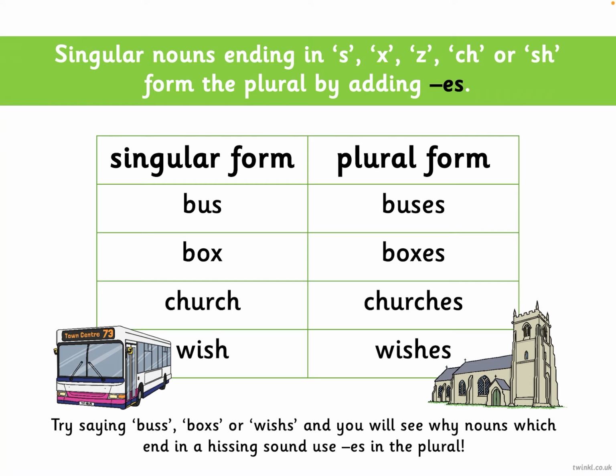If it ends in an X like box, we also add ES, boxes. Church becomes churches and wish becomes wishes. Now, think about it, because if you try to say just add an S to box, you'd say boxs. Or if you try to just add an S to wish, it would be wishs. You hear yourself saying ez to all of these words, which will help you remember that you need to add ES to make it plural.